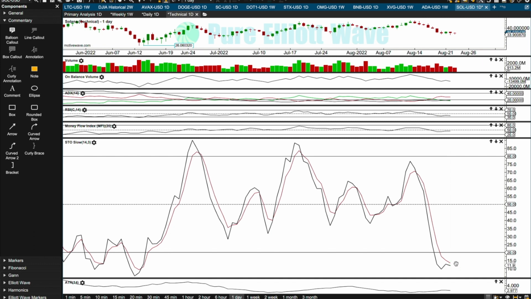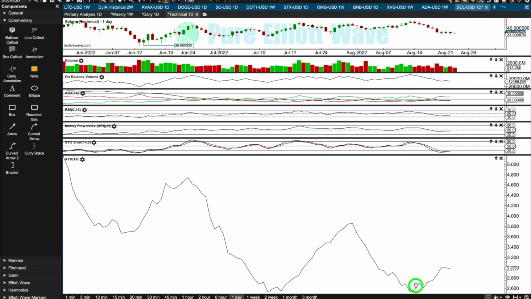Stochastics is oversold, but when the ADX tells us the market is trending, we use RSI and money flow, not stochastics. And a little bit of an increase in ATR with this recent downward movement. There is strength in this downward movement, so I don't think it's done yet. But it does look like this low back on the 14th of June is fairly likely to be sustained.